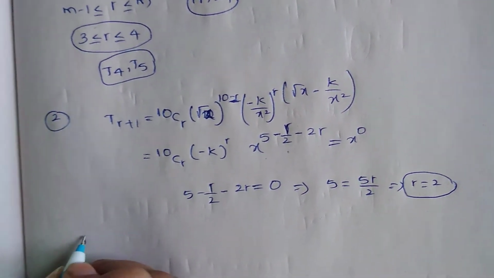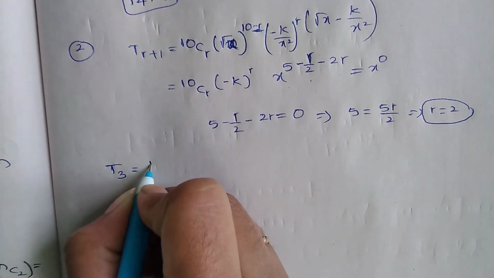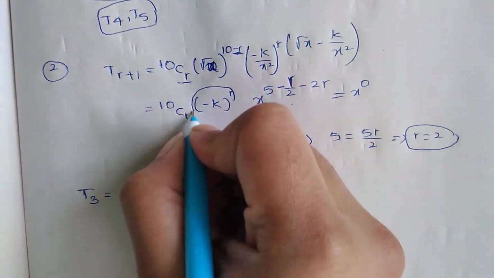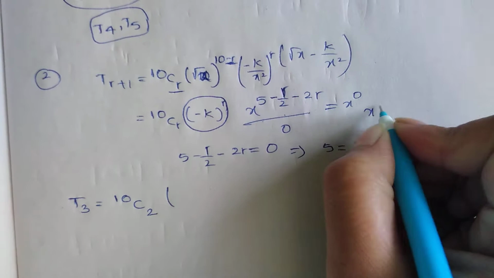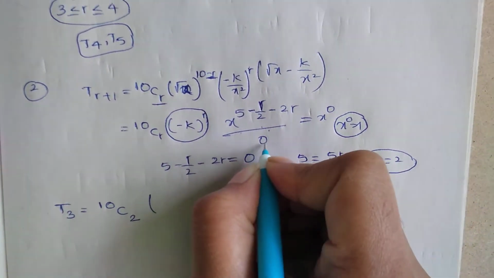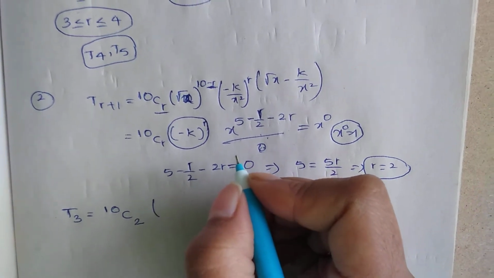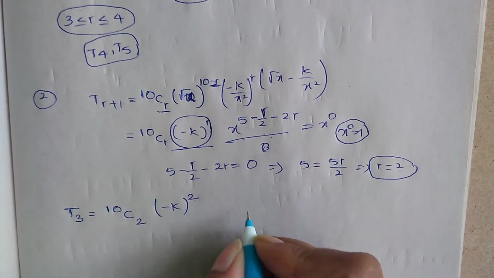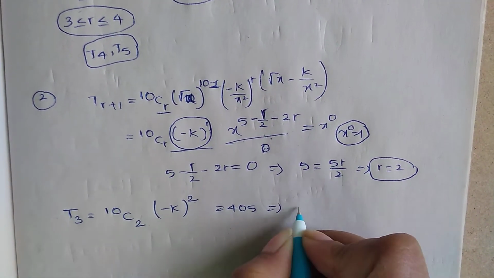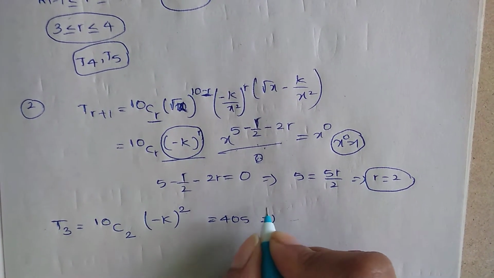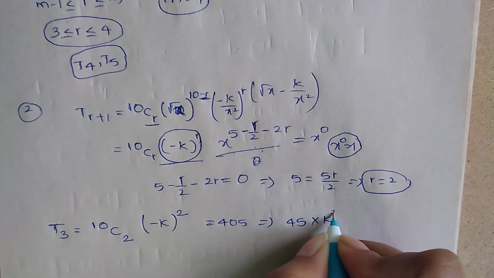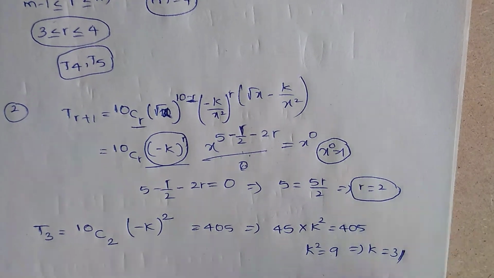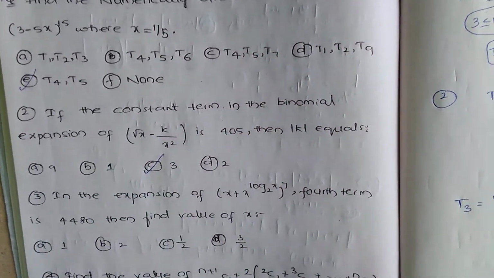That's it. Let's do it. The third term will be 10C2, r is 2, and this term is remaining now. Because x power 0 is equal to 1, into 1, this term will be constant, as mentioned in the question already. So (minus k) power 2 will be equal to 405. What is the 10C2 value? 10C2 value is 45. 45 into k square is equal to 405. k square will be 9, which implies k is equal to 3. Yes, it is option C.